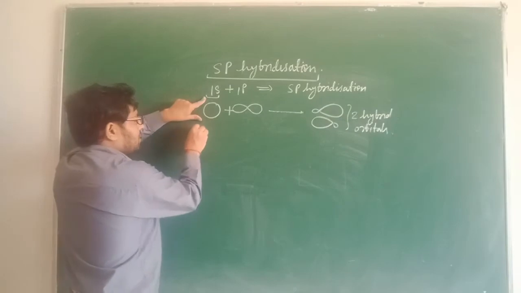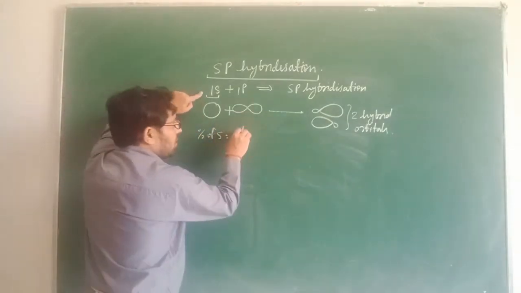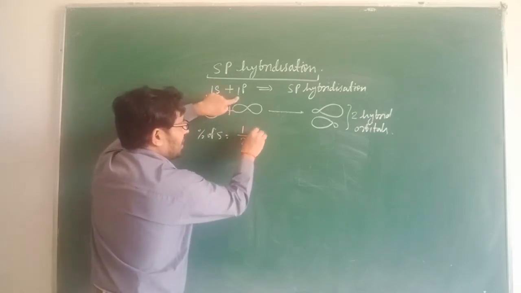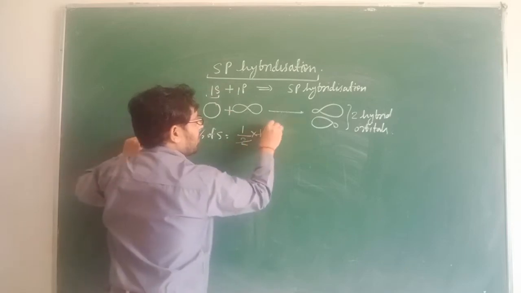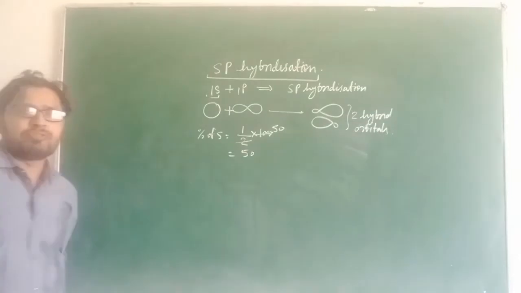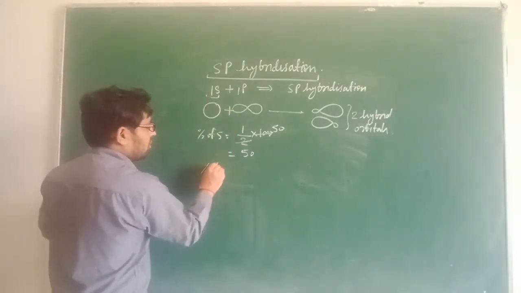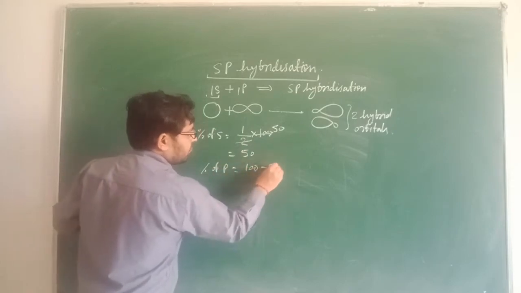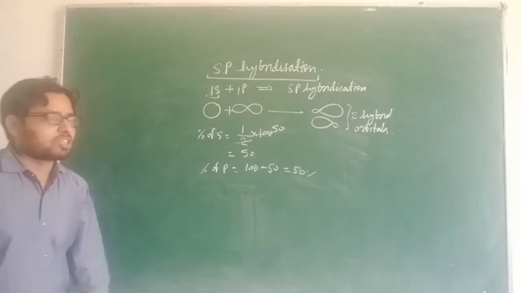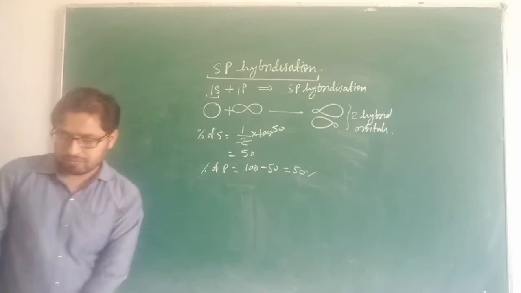If I see the percentage of s, how many s orbitals are there? 1 upon total. How many total orbitals are there? 2. Percentage means multiply by 100. So this will become 50. So the percentage of s is 50. In the same way, we can find out the percentage of p. This is 50, so the percentage of p is 100 minus 50, which will also be 50%. That means in sp hybridization, s character is 50% and p character is also 50%.